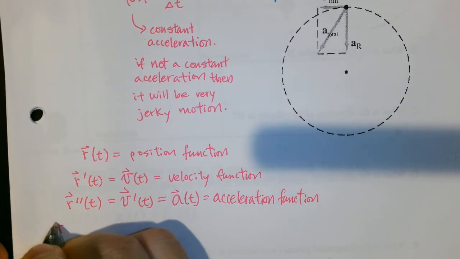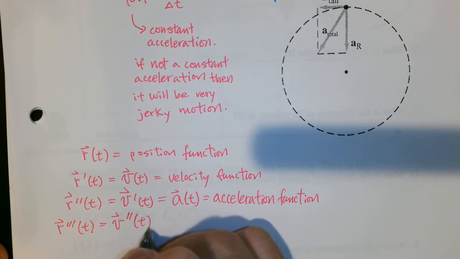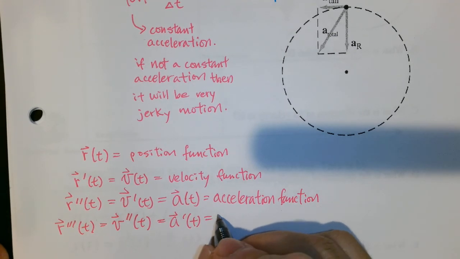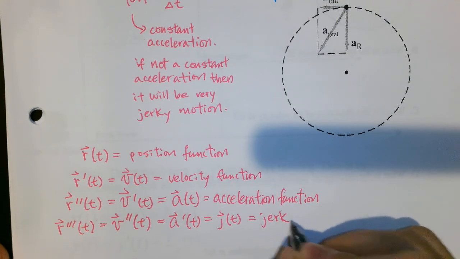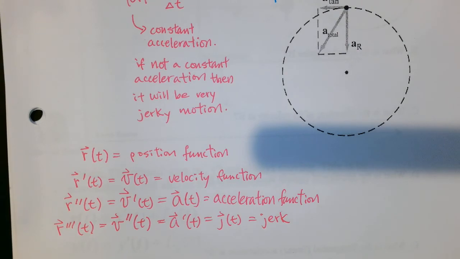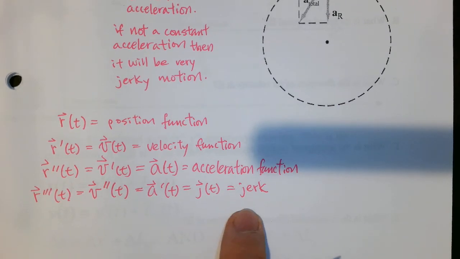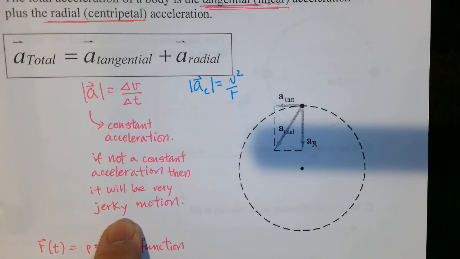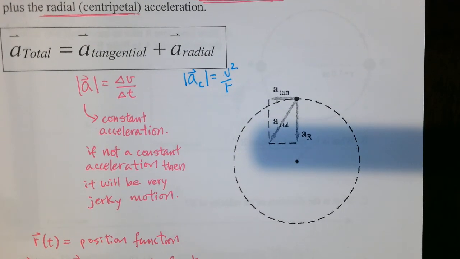And then the third derivative of that position function is the second derivative of the velocity function, which is the first derivative of the acceleration function, is jerk. And then snap, crackle, pop. Rice Krispies. Well, all right. So it won't be a very smooth accelerating motion when you have non-constant acceleration. It'll be a very jerky motion.